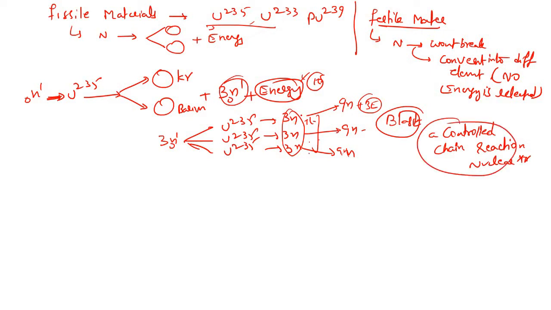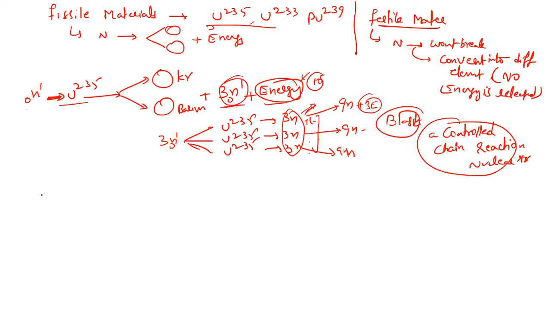So we'll see which materials are used to control the speed of these neutrons, or to absorb these neutrons, while looking at the working of a nuclear reactor. For the time being, just see: when a neutron is bombarded on uranium-235, it splits into two atoms, two elements, and in that process it releases energy and also free moving neutrons.